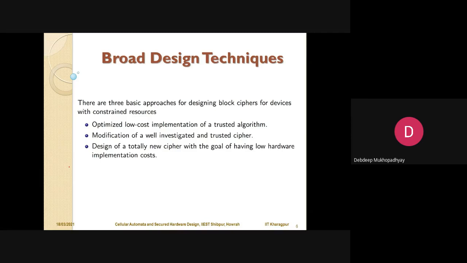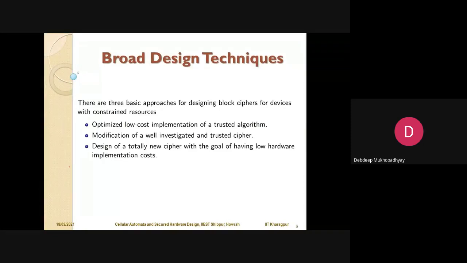The other approach could be that you modify a well investigated and trusted cipher. In the first case you do not change the specification, but you implement the specification as it is, in a better way so that it has less energy, low power, and probably consumes less area. In the second direction, you try to modify it so that it is more equipped to suit such applications. But at the same time, since you are making a modification, the security analysis, what is called cryptanalysis, becomes extremely crucial.